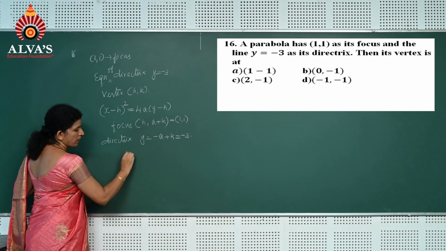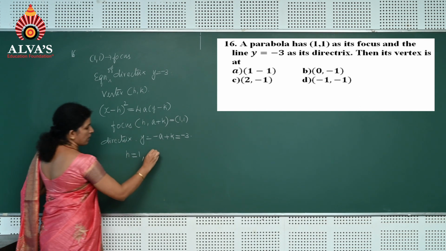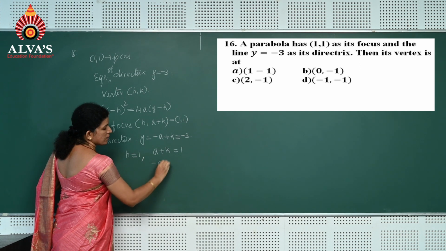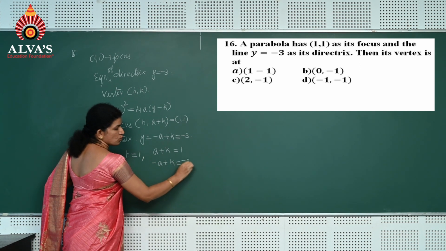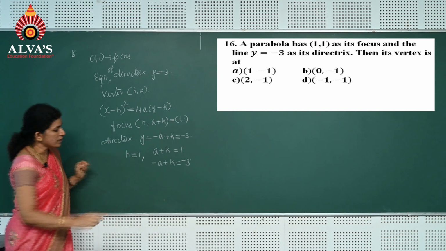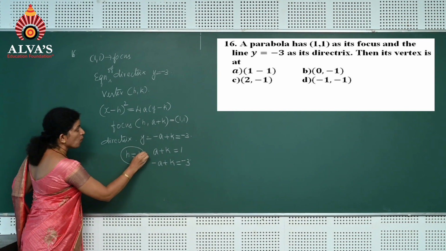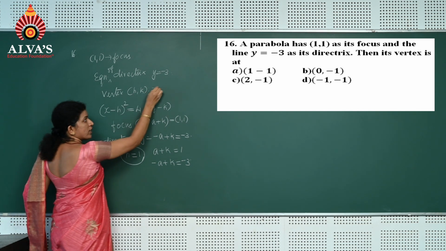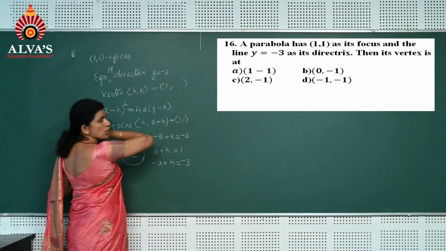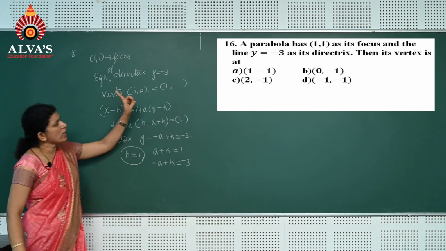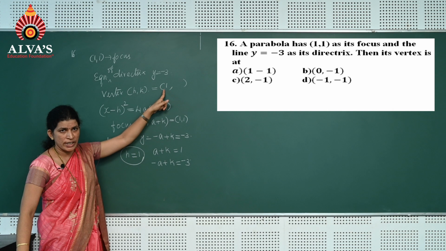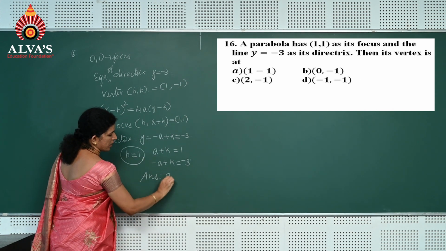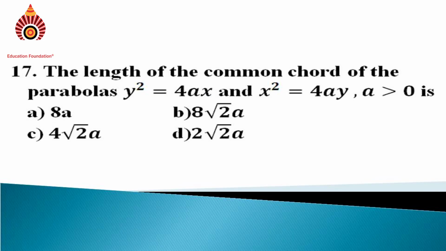Comparing, h equal to 1, as well as a plus k equal to 1 and minus a plus k equal to minus 3. Here h equal to 1. We know the vertex is (h, k). H we already got as 1, and go to the options. You can see that only one option has x coordinate 1, so the answer is the first option, that is A.